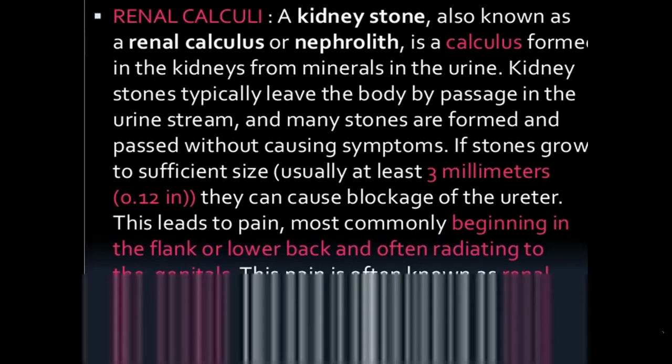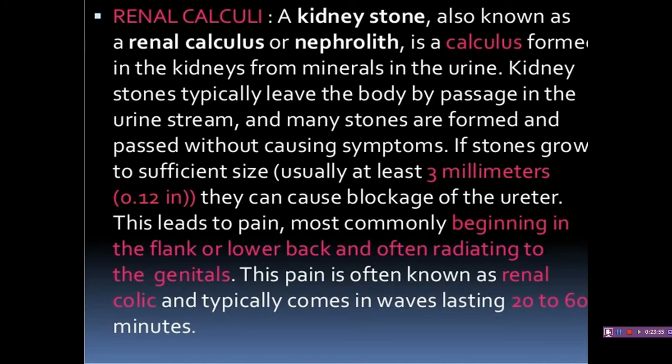Now about kidney stone. What is kidney stone? They are generally called renal calculi or nephrolith. They are formed in the kidney from the minerals in the urine. Kidney stones are usually relieved by passing in the urine stream, and many stones form and pass without causing symptoms. If the stone grows to sufficient size, usually at least 3 millimeters or 0.12 inches, it can cause blockage of the ureter.